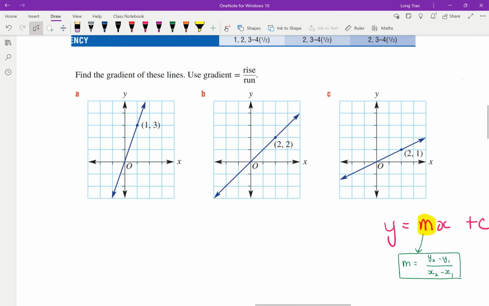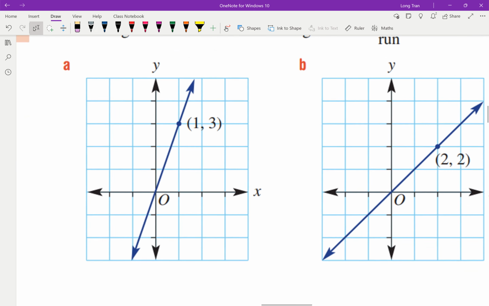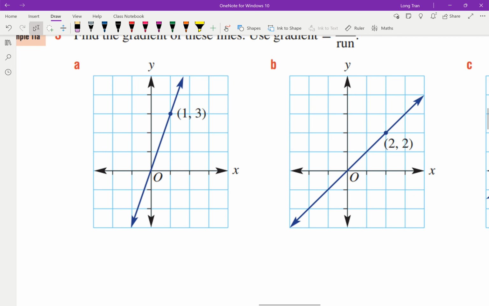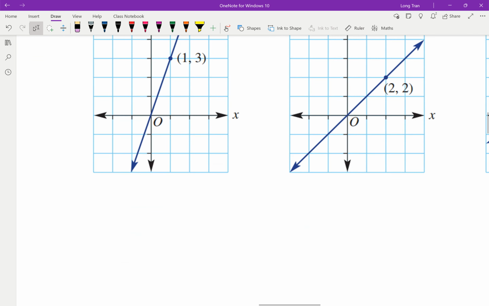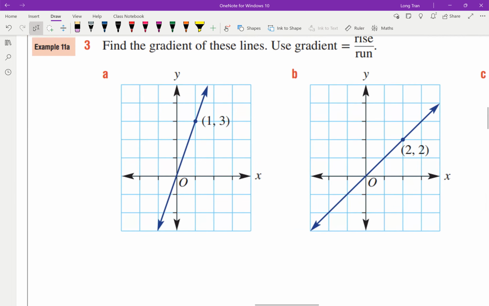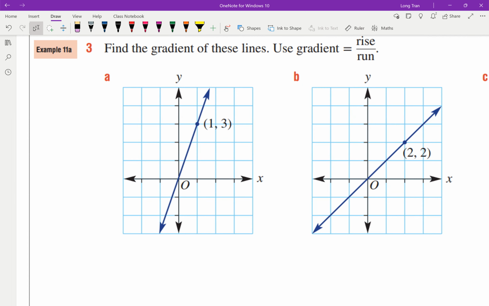Once you're copying that down, you can pause the video, and now I'm going to do example 3a. In this graph, you only need 2 points. Pick any 2 points you want. So I'm going to pick 2 points. Clearly there's this one that's the most obvious, 1, 3. And then I'm also going to pick this point here, 0, 0.